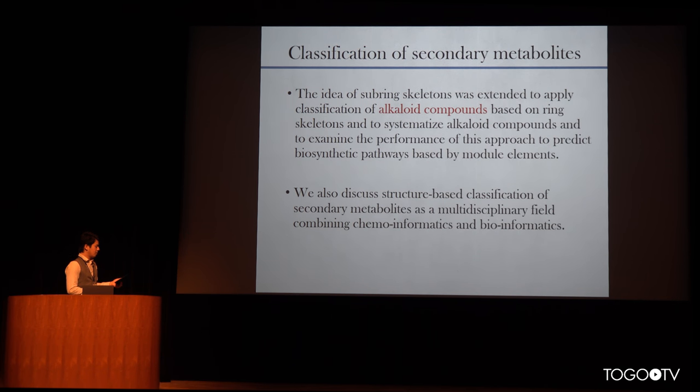Thus, classification of alkaloids based on ring skeleton might provide important information for systematic understanding of chemical structures and also important clues for predicting biosynthetic pathways. So the idea of Subring skeleton was extended to apply to classification of alkaloid compounds based on ring skeletons, to systemize alkaloid compounds, and to examine the performance of the approach in predicting biosynthetic pathways based on module elements. We also discussed structure-based classification of secondary metabolites as a multidisciplinary field combining chemo- and bioinformatics.